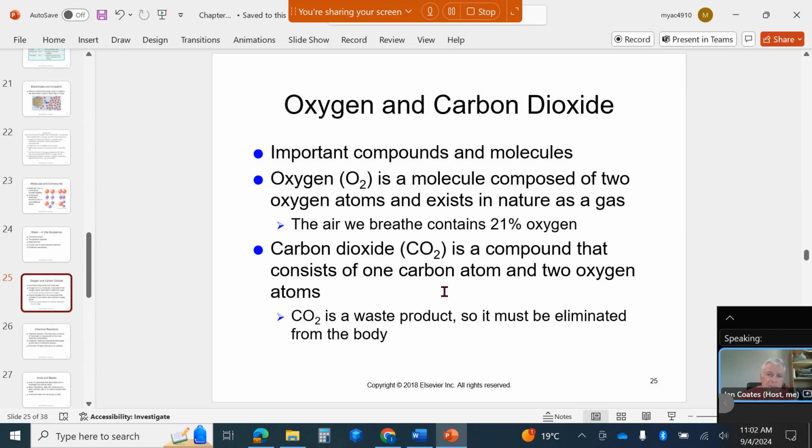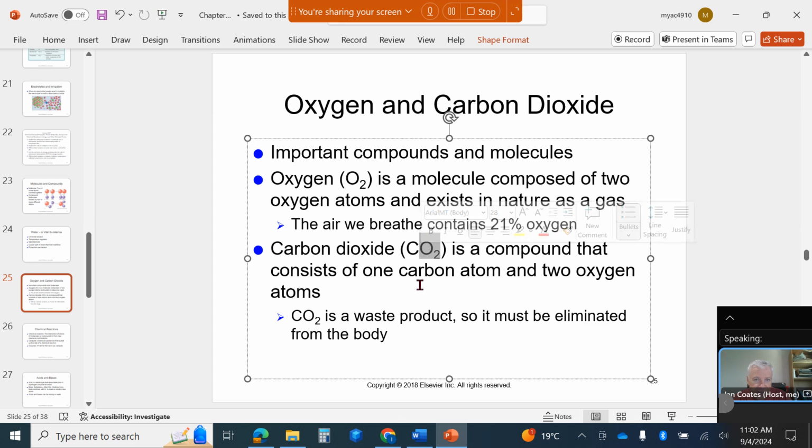Carbon dioxide is a compound that consists of one carbon atom and two oxygens. Can you see it? One carbon atom, two oxygens. Carbon dioxide. Hopefully you can see that. I always put a question on there: how many of each atom are within a particular molecule? Have a look. So CO2 is a waste product, so it must be eliminated from the body.